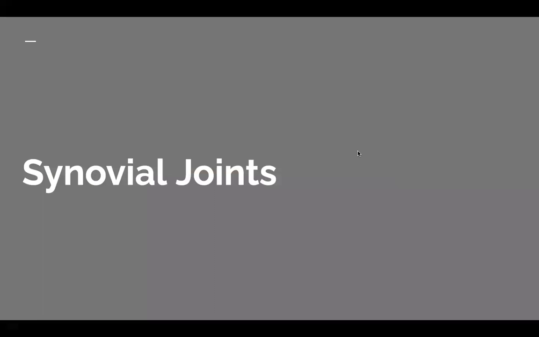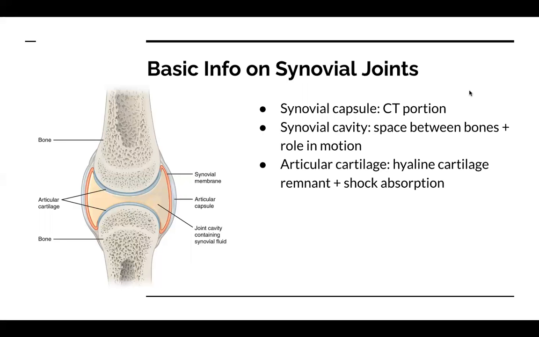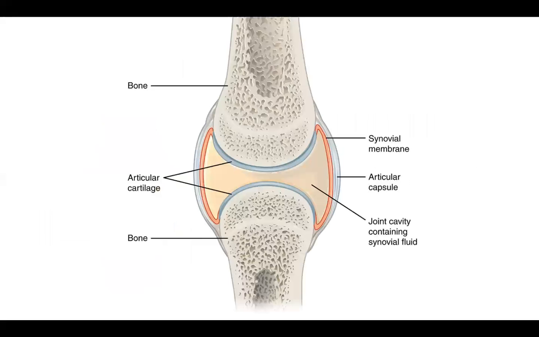Now we're going to go over synovial joints, and this is going to take the majority of our lesson. Synovial joints have these structures: a synovial capsule, which is the connective tissue portion; a synovial cavity, which is the space between bones and has a really big role in motion; and articular cartilage, which is essentially a remnant of hyaline cartilage and is also important in shock absorption. This is a diagram that you should get really familiar with, because it shows where all the parts of the synovial joint are, and I'll be going over these parts now.